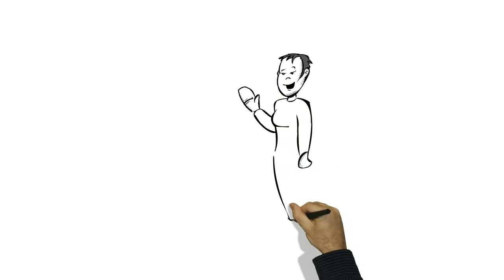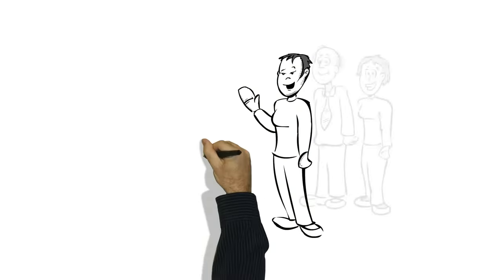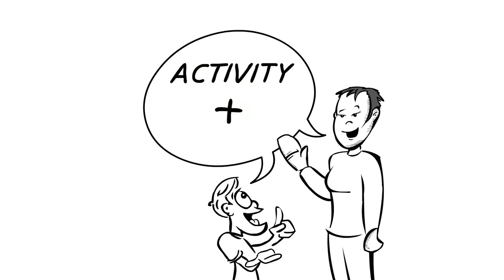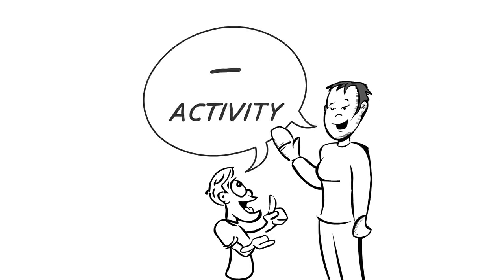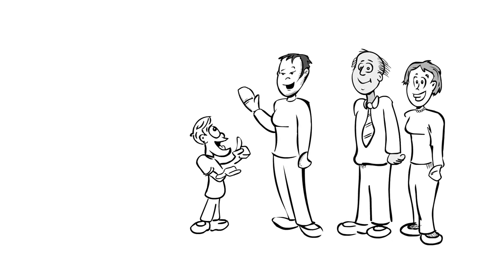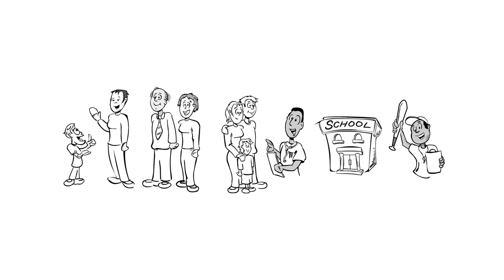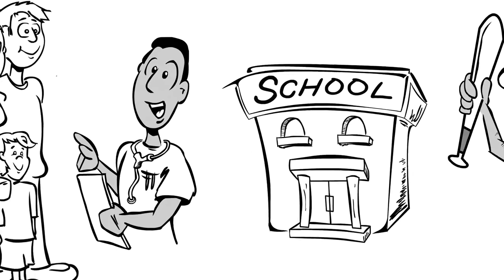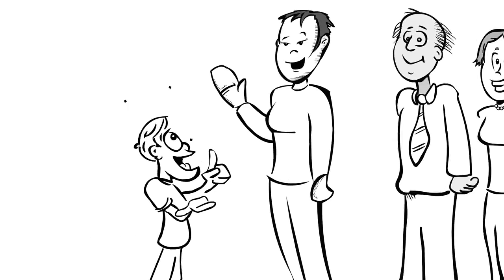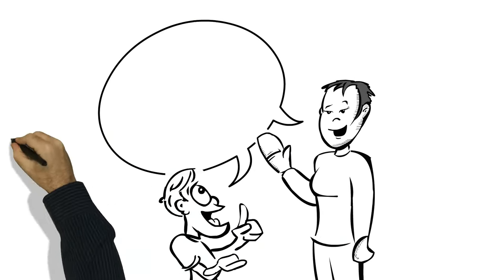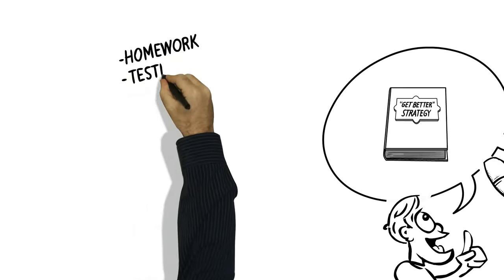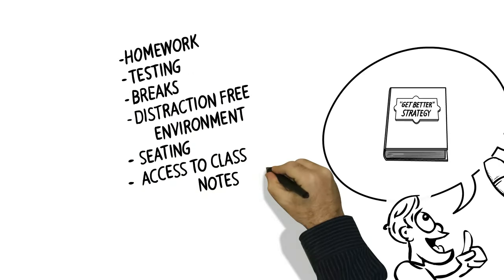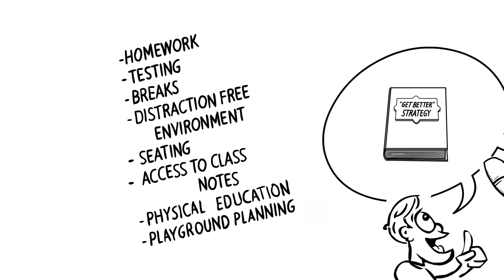To make all this happen, I think it's very important to have a contact person at the school who can make staff and volunteers aware, assist in scaling your activity up or down, and individualizing your supports to get better. This means facilitating a collaborative team approach involving the family, doctor, school, coaches. It means education, and I think it also means paying attention and reacting to subtle signs, and check-in meetings to discuss strategies around homework, testing, breaks, distraction-free environments, seating, access to class notes, phys ed, and playground planning.